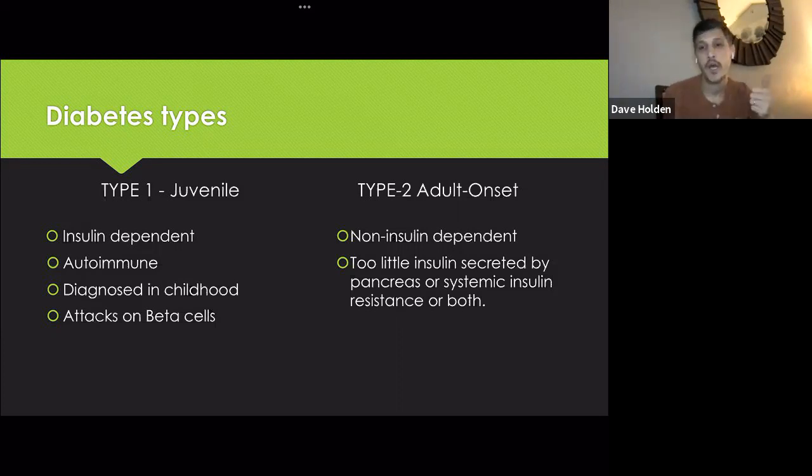So type 1 is juvenile, is autoimmune. Type 2, adult onset, non-insulin dependent.